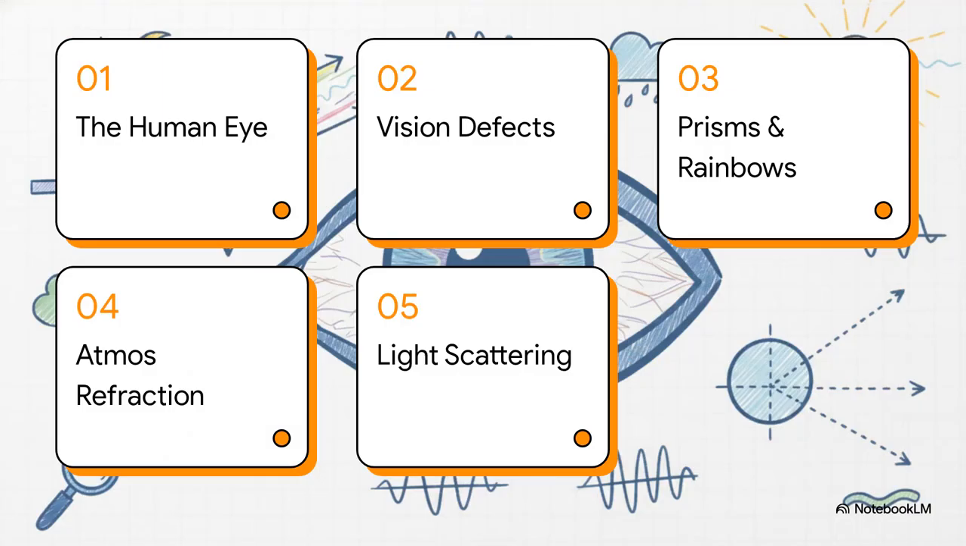Here's our roadmap for today. We'll cover 5 major topics. First, the human eye explained. Second, vision defects and corrections. Third, prisms, dispersion, and rainbows. Fourth, atmospheric refraction unlocked. And finally, scattering of light explained. By the end of this single session, your entire chapter will be completely revised, and I'll even be dropping exact exam tricks and NCERT keywords that examiners absolutely look for.